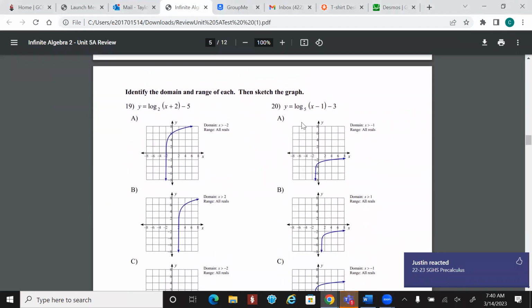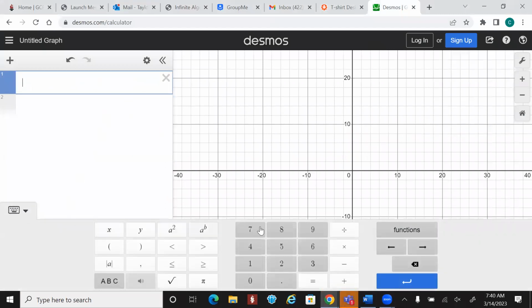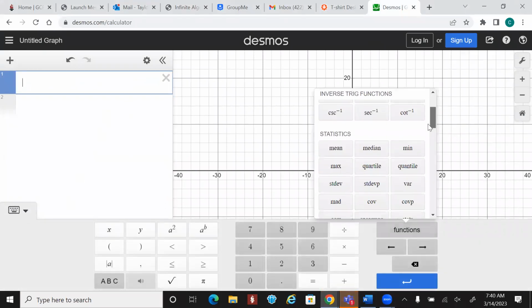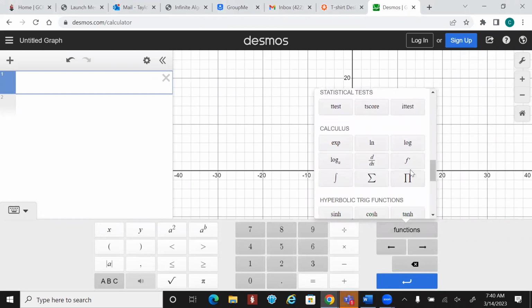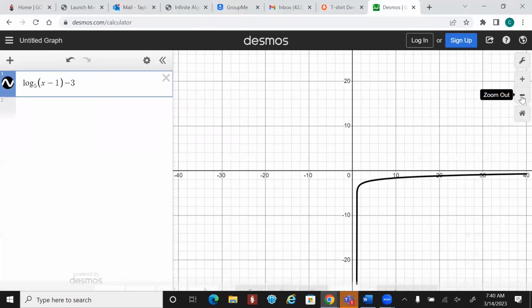Scrolling down to number 20. All right, so first thing that we want to do is we probably want to graph this in Desmos, right? So we're going to go back into Desmos, go to our keyboard, go to function, scroll down to where it says log base a. Okay, and we're going to type in exactly what we see. All right, so first of all, before we even get started, is this going to have a horizontal or a vertical asymptote?